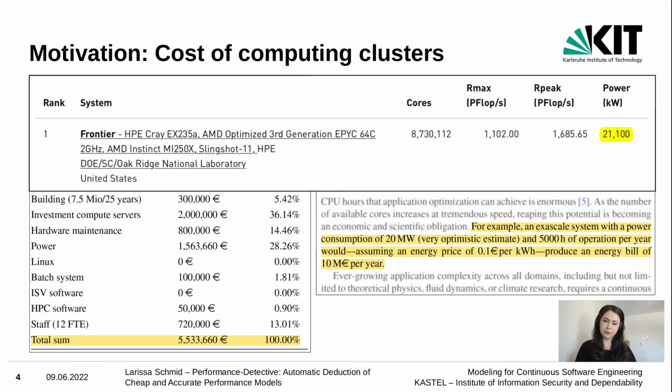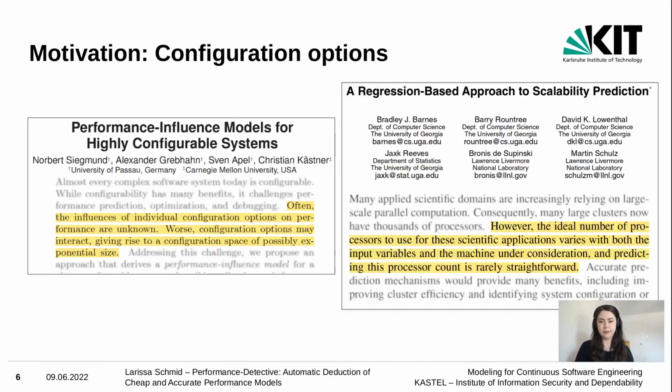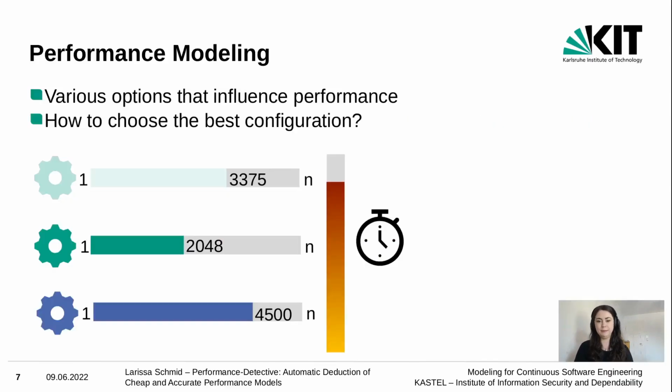So this, of course, means that application developers should make use of these resources in an efficient way and ensure that the applications scale well. However, that can be hard due to the influences of configuration options. And it's not only individual configuration options that impact performance, but also combinations of them. An example of a combination of them is the scalability challenge, which means the interaction between the number of processors and the problem size that you use.